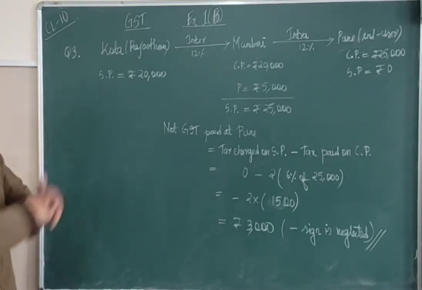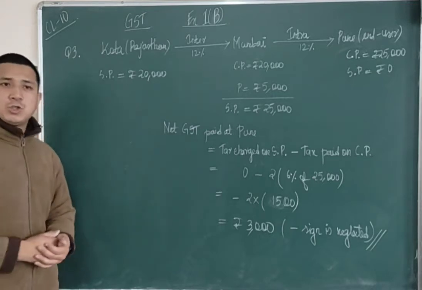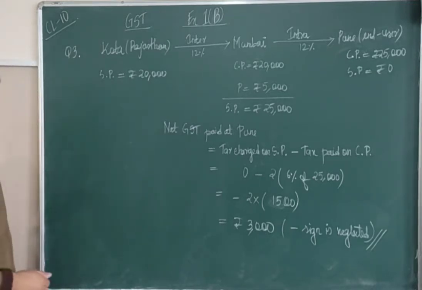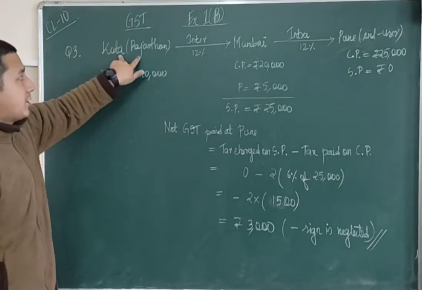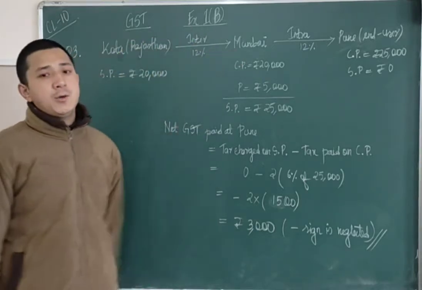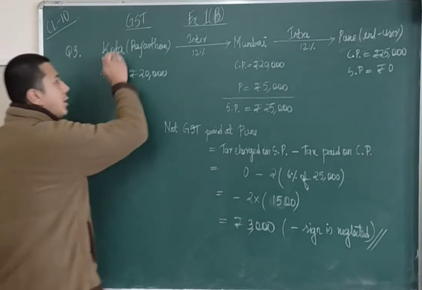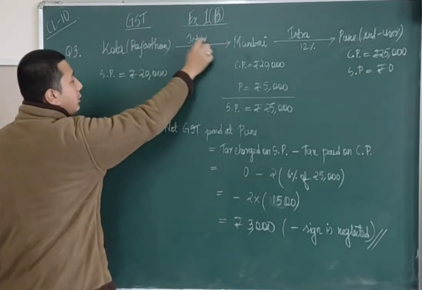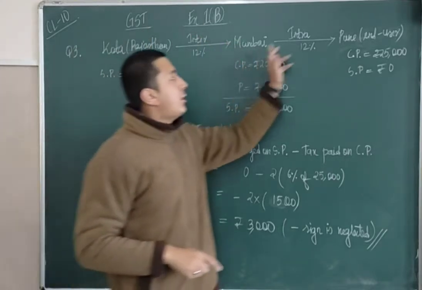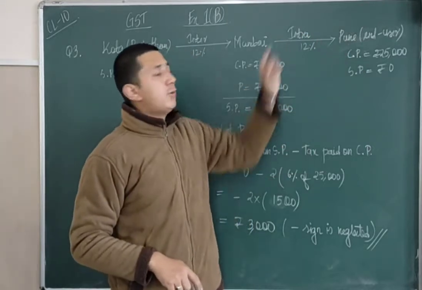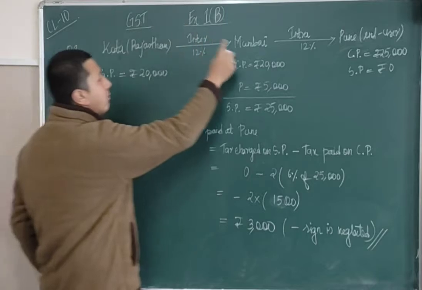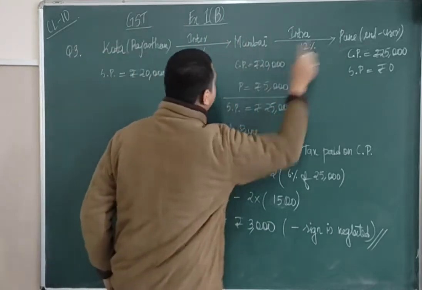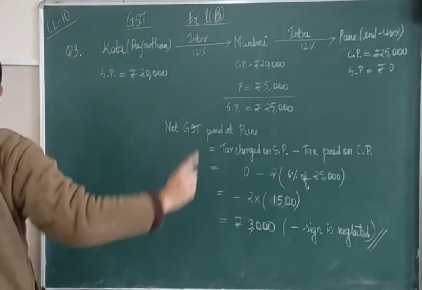Okay, the question is also a similar type of question like question number 2. The question says goods are sold from Kota, which is in Rajasthan, to Mumbai. Goods are sold from Kota to Mumbai, note it down, and then from Mumbai to Pune, note it down. Am I clear? Let's read the question properly.